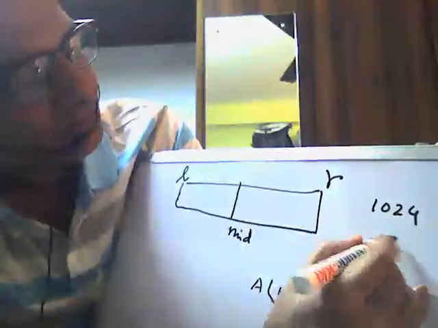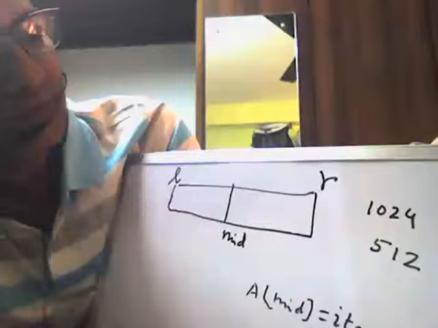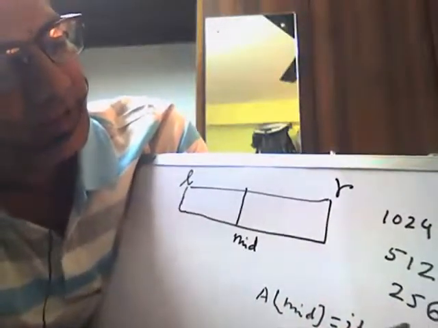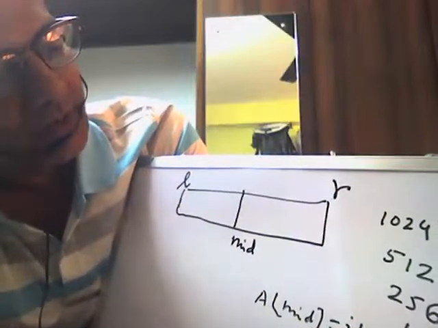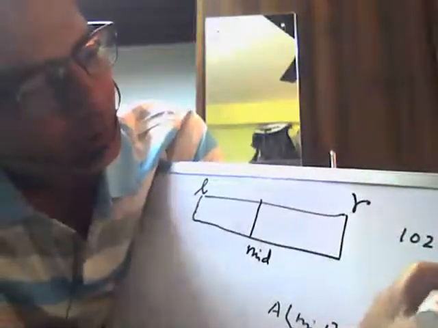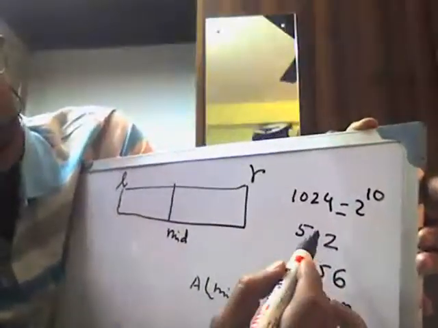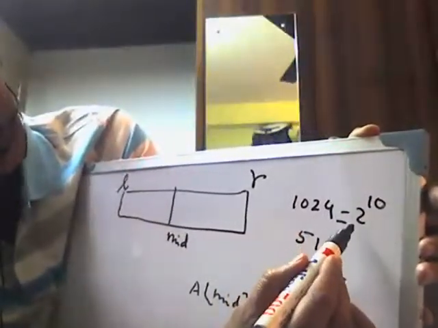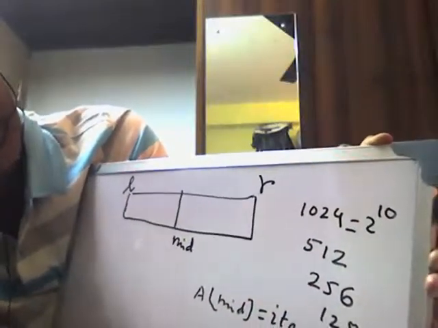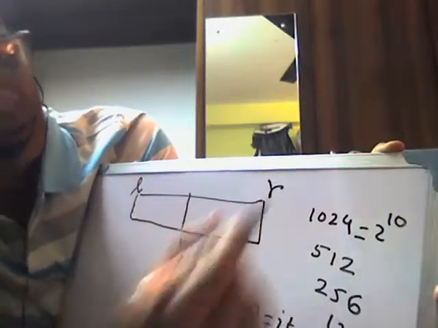Then after the second step, your number of searching elements will be 512. In the third search, it will be 256. In this way it is 128, and this way you can go down to 1. So how many steps are you running? It is basically 2 power 10, and 2 power 10 means every time you are dividing by 2. How many times do you divide by 2 until you get a single number? That is 10 steps.